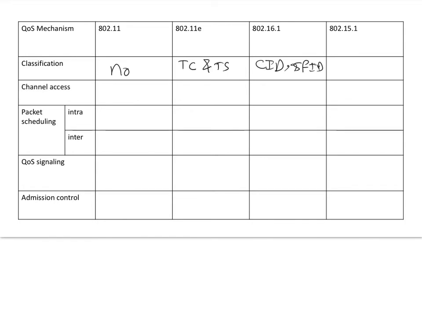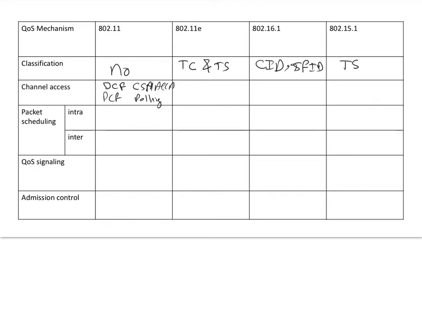And I think in 802.15.1 there was also some traffic stream kind of ID as well. I can't remember the exact name. Okay, so the only one that does not have any classification is 802.11, because it does not support any quality of service. So, channel access mechanism. Here, we have two things: DCF and PCF. DCF uses CSMA/CA. PCF, polling. Okay, so this is the channel access.